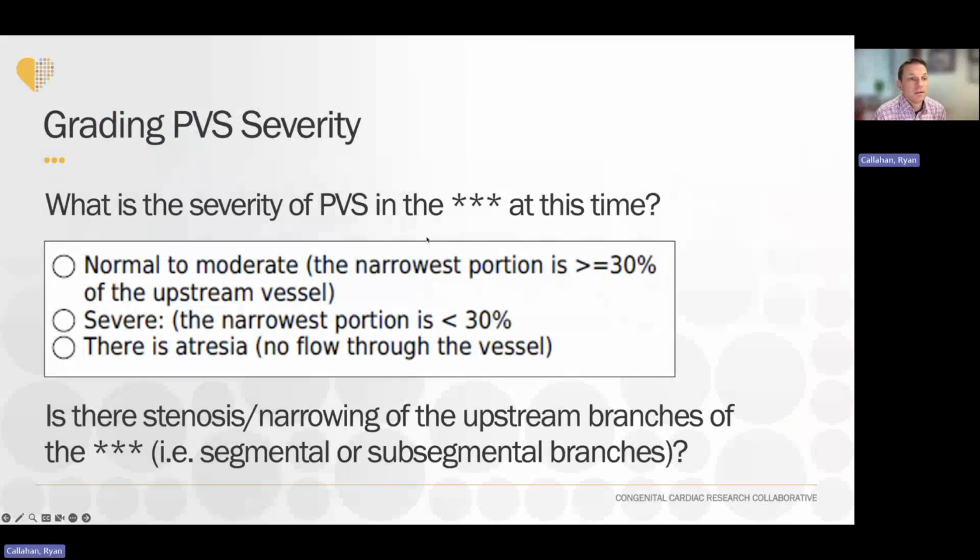this is what the registry is asking for each vein. So what is the severity of PVS in the blank vein at this time? And here are your options.